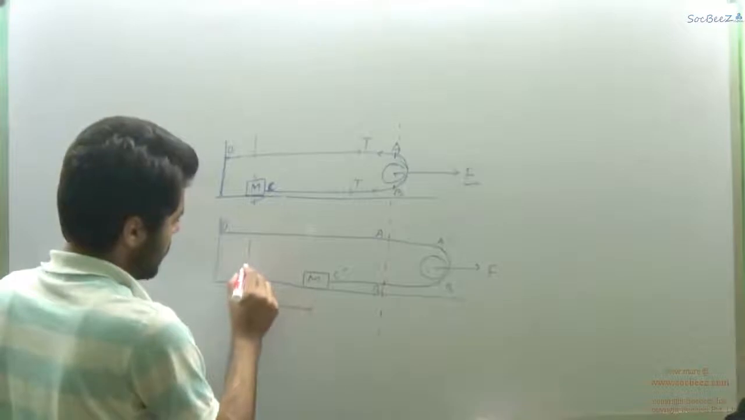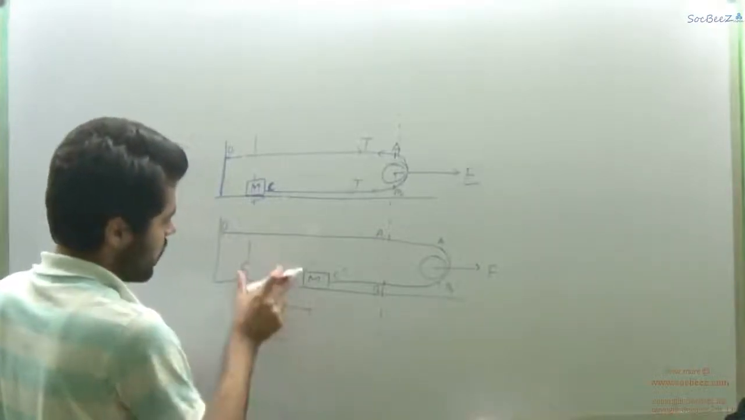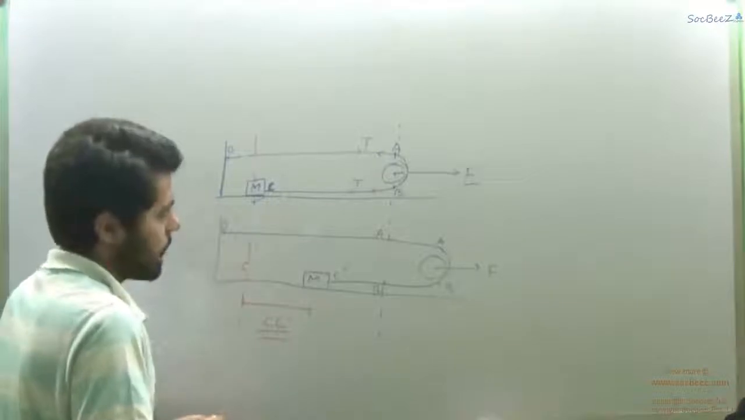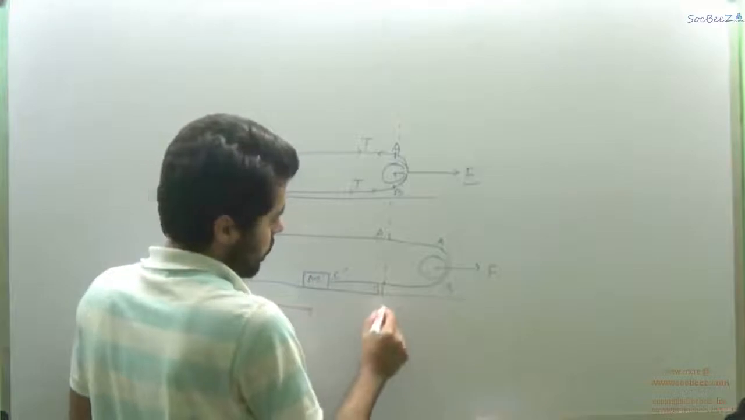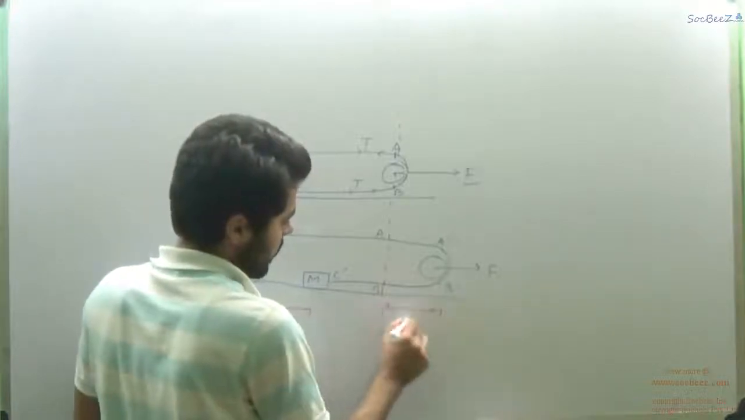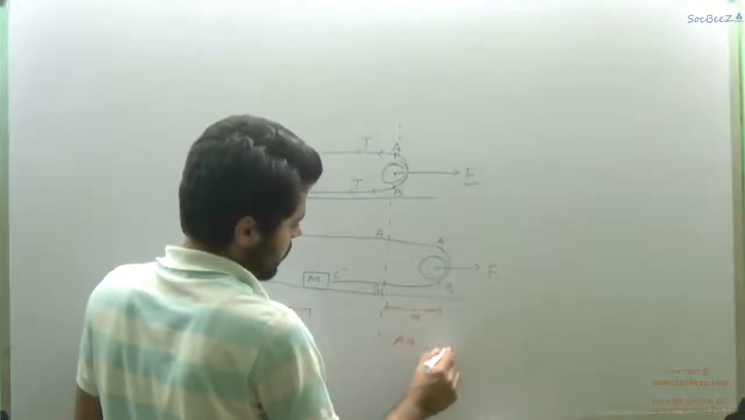So it means that this is the point C. So CC dash is the actual displacement of this block M, and AA dash is the displacement of the pulley, which we have considered as x. So AA dash is equal to BB dash. From the picture it's very clear.